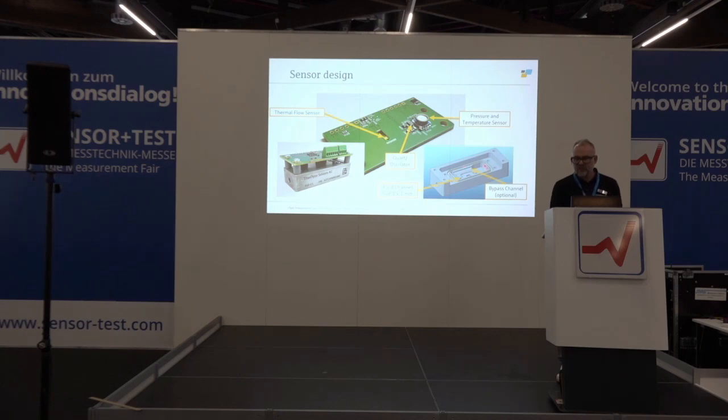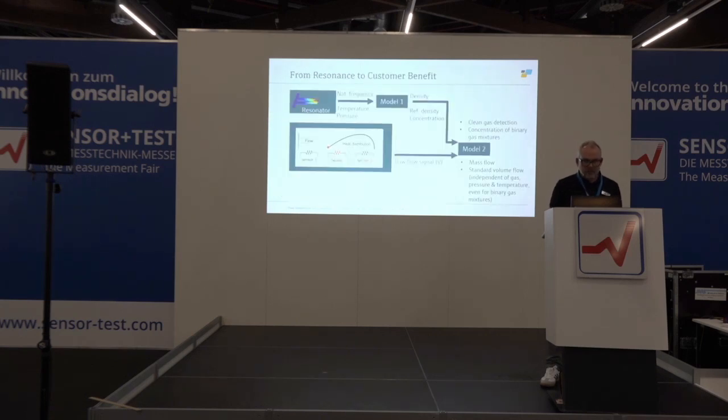Then we have a chamber here where we measure density, and then we have an optional bypass channel to adjust the flow range to a certain application. Our channel is 1.1 times 1 millimeters for the flow channel. The bypass can be varied. Then we have a PCB which combines all this, calculates the model, which I will show you right now.